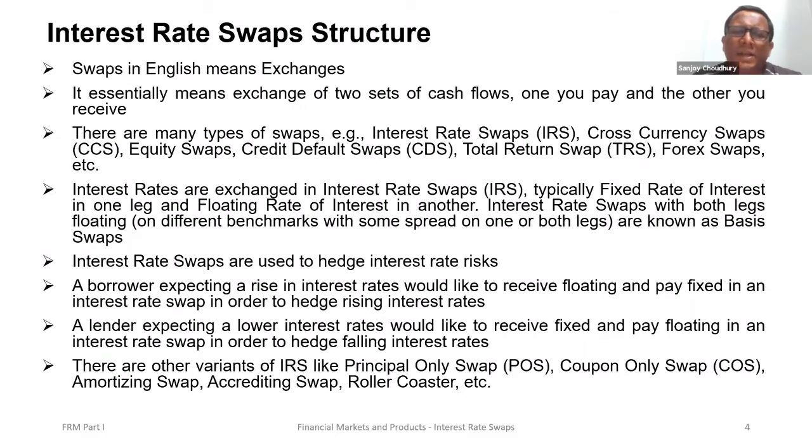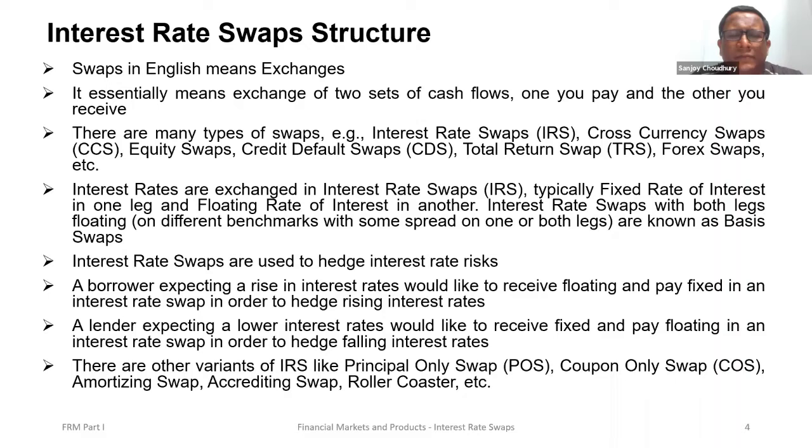Whereas a lender expecting lower interest rates would like to receive fixed and pay floating in an interest rate swap in order to hedge the falling interest rates. So a lender, if he expects a lower interest rate, would like to receive the fixed and pay the floating because they expect interest rates to come down. So they have to pay a lower rate to the counterparty in the swap in order to hedge that risk in the swap.